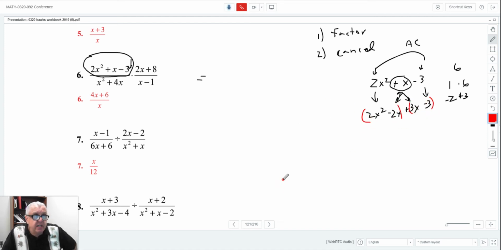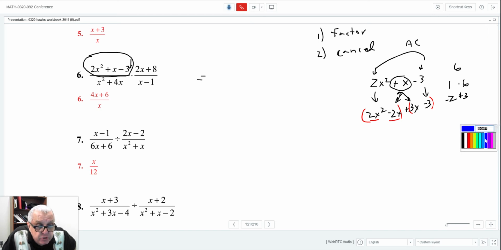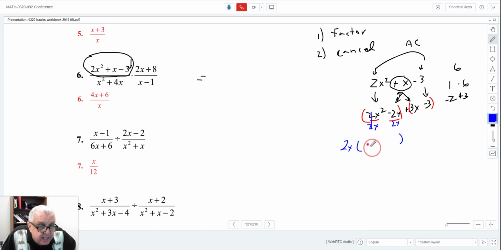Group the first 2, group the second 2, make sure there's a plus sign between them. Find the GCF out of each group. Do you see each can be divided by 2 and each can be divided by x? So I'm going to divide each of these by 2x. The 2's cancel. X squared over x is x. 2x divided by 2x is just 1. Here, the second one, I'm going to factor out a 3. 3x divided by 3 is x, and negative 3 divided by 3 is negative 1.